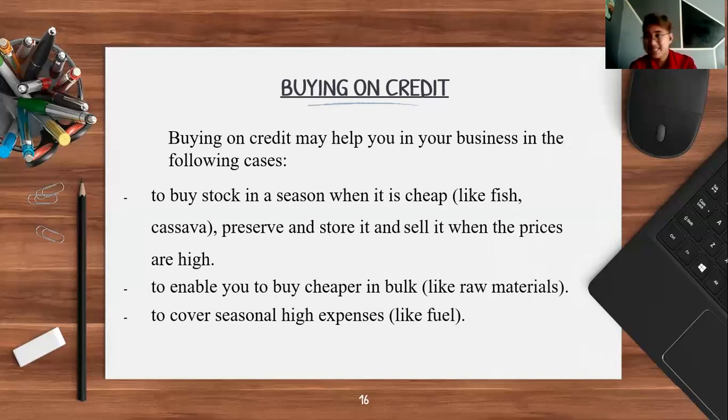So ganyan po minsan ng isang negosyante. So once you buy a bulk of raw materials, then you preserve it. Then after the season, so hindi na siya seasonal, you can sell it with a higher price. So it's up to you kung good ba to or hindi. Next is to enable you to buy cheaper in bulk like raw materials. So you need to buy in bulk, okay, or maramihan, kung sa Tagalog, para maiwasan natin yung malalaking presyo. Kasi minsan, kapag madami tayong binibili na raw materials, binibigyan tayo ng discount ng supplier natin.